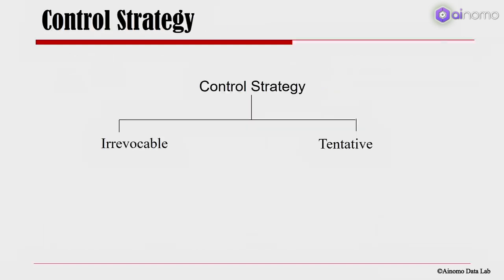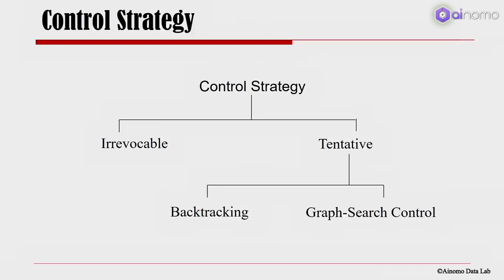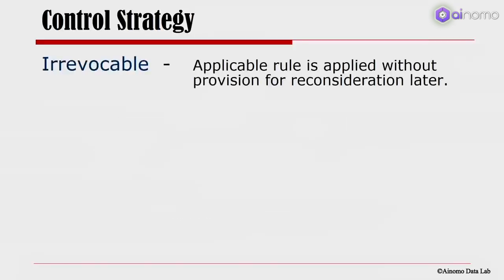So whenever we are talking of controls and control strategy, we have two distinct types of controls, one called irrevocable control and another, tentative control strategy. And under the tentative control strategy, we have backtracking and graph search control. An irrevocable control is a control strategy where if a rule is applied once, it cannot be retraced. Whereas a tentative control strategy is about applying a rule with the provision to retrace the application of the rule later. Let's see what we mean by each of them.